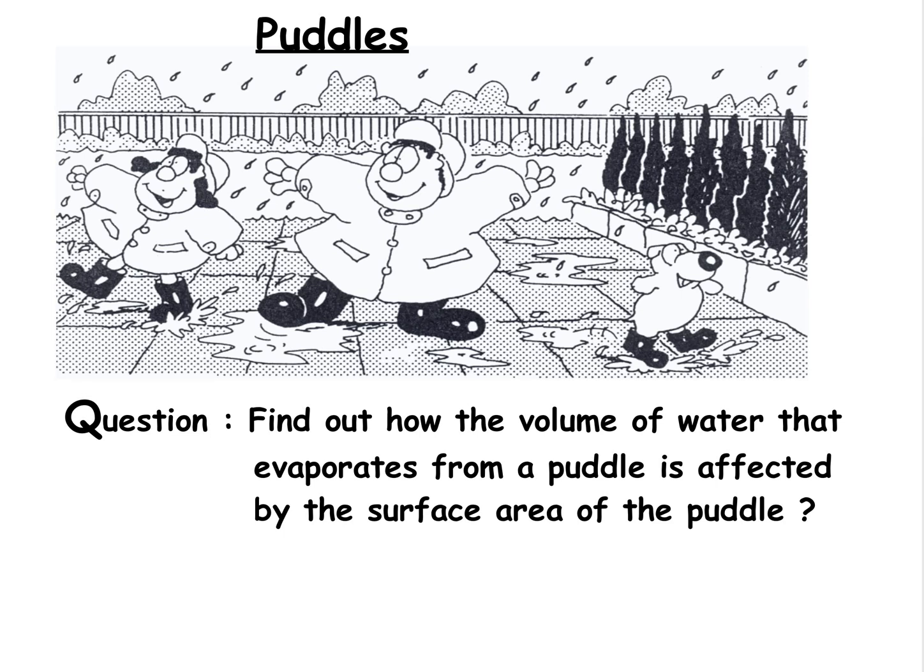The final thing we will need to look at in our investigation is the control variables. Control variables are the things that we keep the same to make it a fair test. So pause the video a moment and think about what you will have to keep the same in the 3 different containers to make it a fair test.